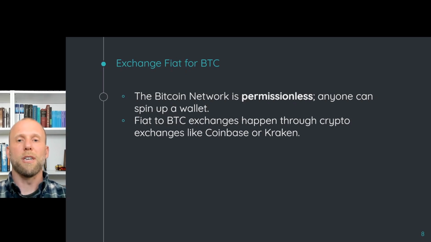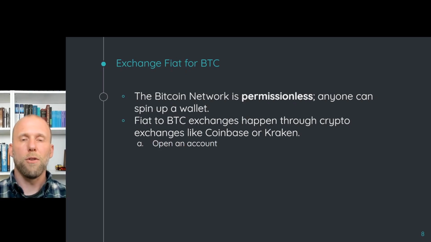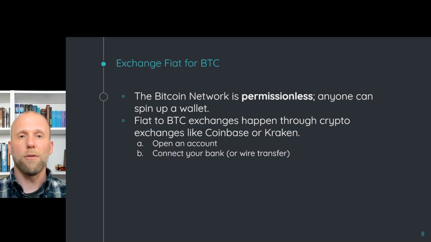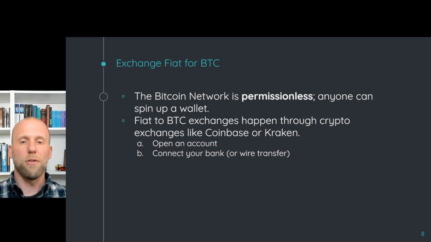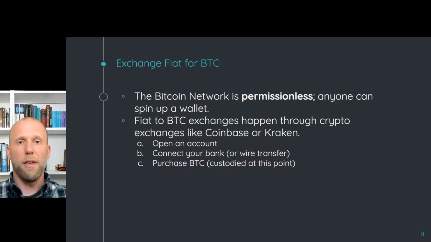And fiat to Bitcoin exchanges happen through crypto exchanges like Coinbase or Kraken. Here's how that process works. You would open an account on Coinbase, let's say. You would connect your normal bank to that account on Coinbase or send a wire transfer to that account. So now your account with Coinbase is either connected to a checking account or is funded with a wire transfer and you have US dollars there ready to go. You can then purchase Bitcoin through Coinbase. At this point, though, it is custodied by them.